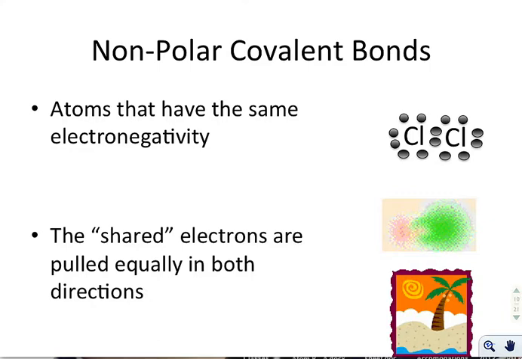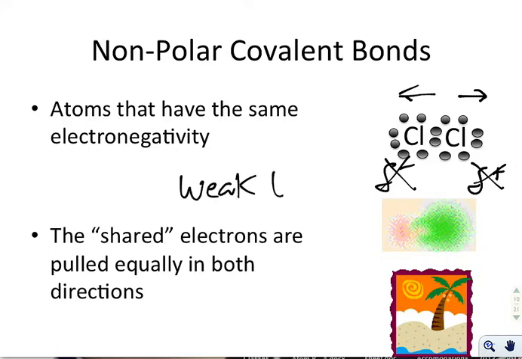And what that means is because there's equal pull, you're not creating a partial positive or a partial negative. It will happen occasionally because of chance or random movement of electrons, but all in all, the element doesn't have a partial positive or a partial negative charge. Because of that, this is an extremely weak bond. These things tend to be gases at room temperature, and they're not held together very well at all.